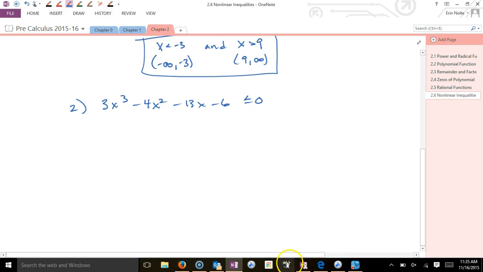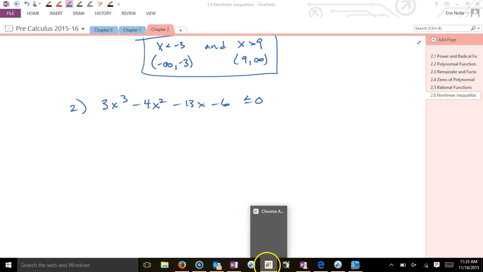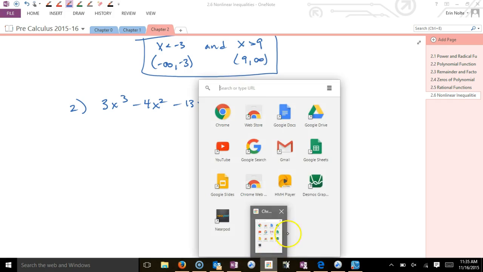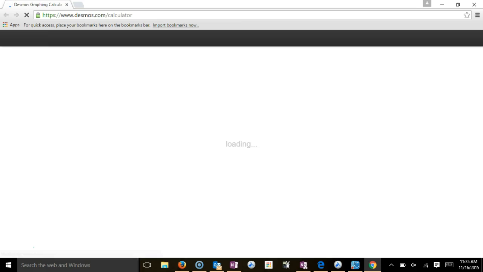Desmos? Feeling Desmos right now. Let's do Desmos. Okay, so we're going to graph it into Desmos, or your calculator. It might be a lot faster.